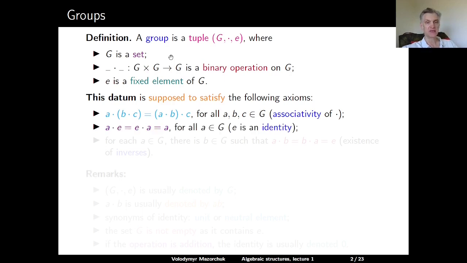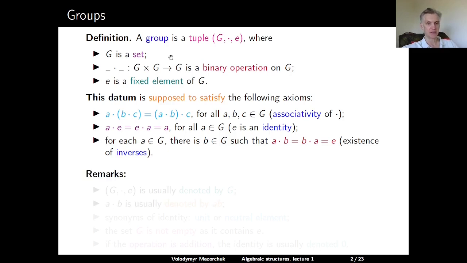The next axiom says that the fixed element E should be an identity element, which means that for all elements A in G, the product of A and E, regardless on which side, should be equal to A. And finally, the third axiom says that for each element A in G, there should exist an element B in G such that both A times B and B times A are equal to the element E.